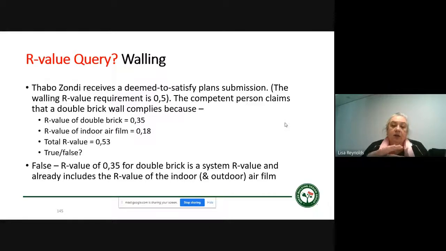And that's why in 10400XA, we say we want an R value of 0.35 for a masonry wall. If you build a double brick wall, it will be deemed to satisfy. And we don't say the double brick wall without the air films outside and inside. It's the system. It's the R value of the system. And this is a real example of a plan that I came across. Somebody came to me and said, you know, this double brick wall already achieves the 0.5 number.